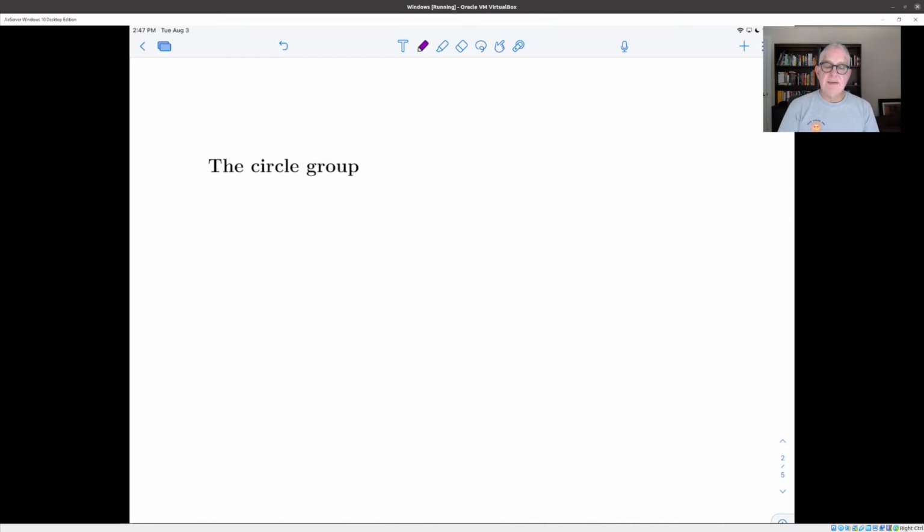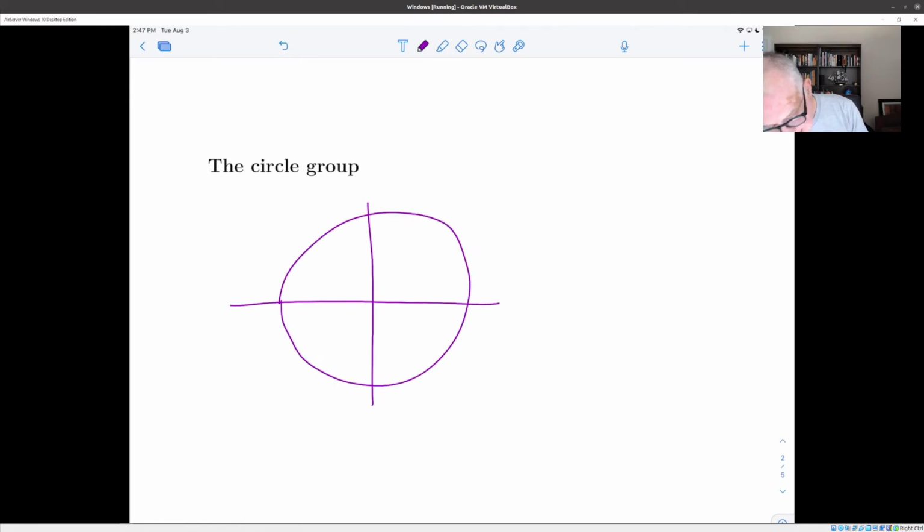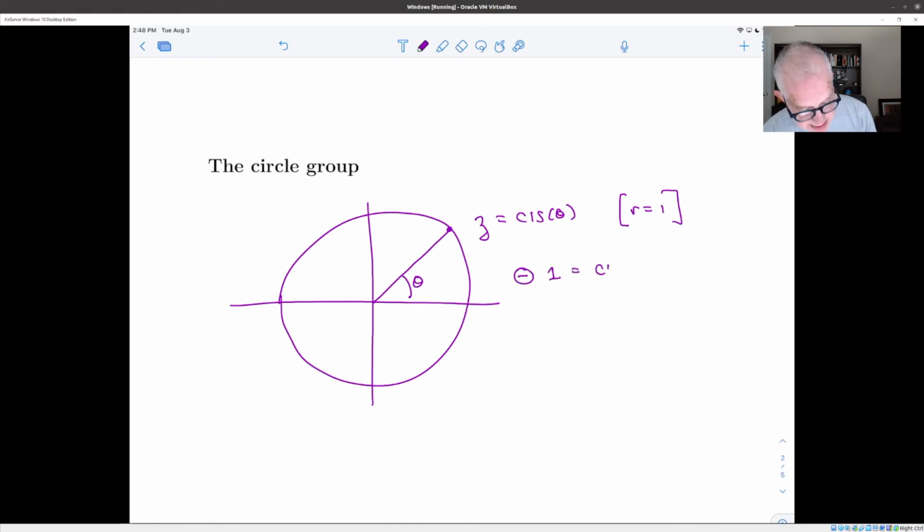So if we are interested in just the complex numbers of norm 1, these are all the complex numbers z of the form cis theta, where r, so to speak, is 1. These are all the complex numbers which lie on the unit circle, and they form a group. We can check this in a number of ways. Maybe we could check the axioms directly. So first of all, the identity element 1, which is just cis of 0.